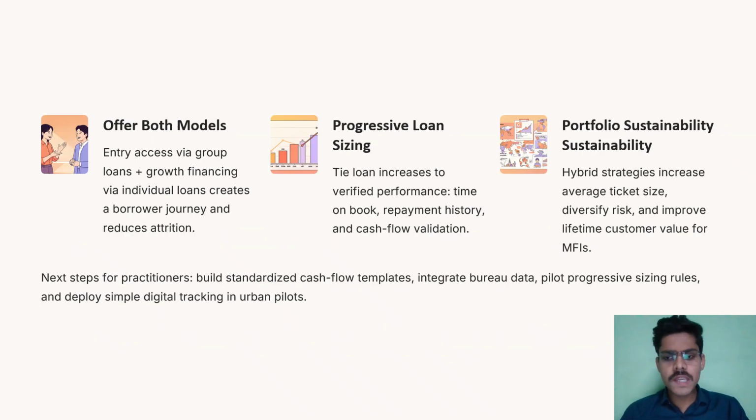So the key point from this case study is to offer both models: entry access by group loans plus growth financing by individual loans creates a borrower journey and reduces attrition. The second one is progressive loan sizing. Tie loan increases to verified performance, time on book, repayment history, and cash flow validation. And the third one is portfolio sustainability. The hybrid strategy increases average ticket size, diversifies risk, and improves lifetime customer value for MFIs.